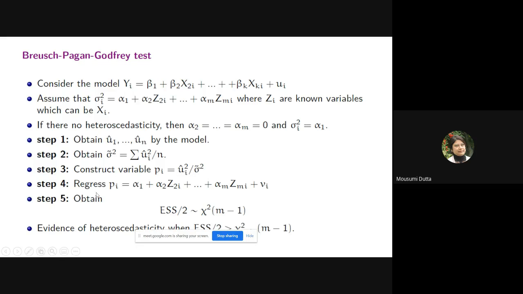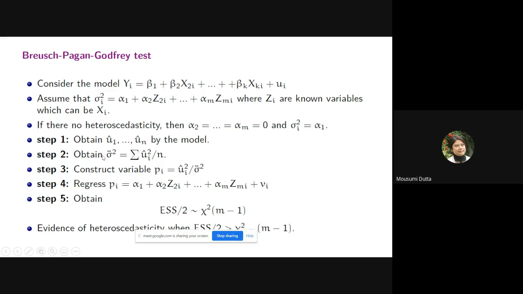So how will we do this test? Step 1, derive u1 hat to un hat. That is, again, I'm talking about finding the residual values. This ui hat is nothing but ei, the residual of the model.